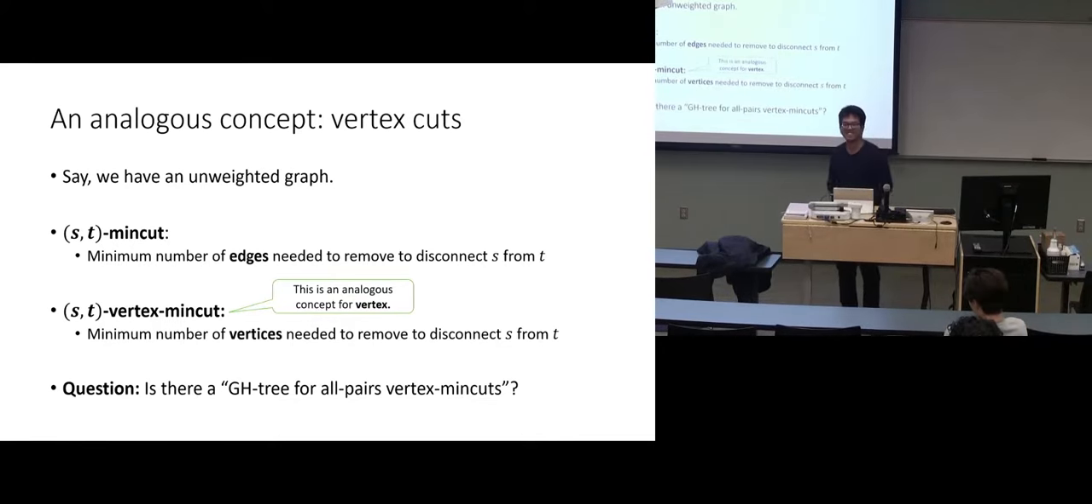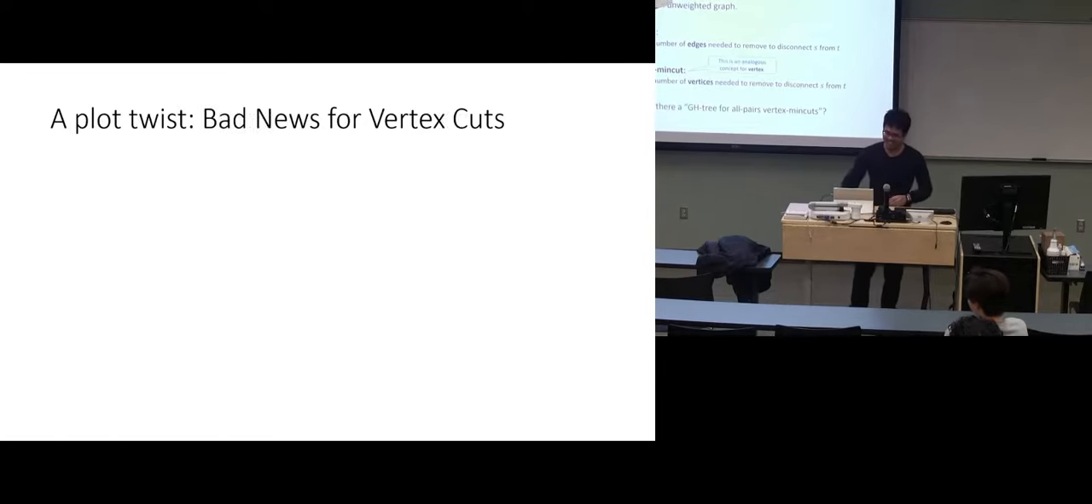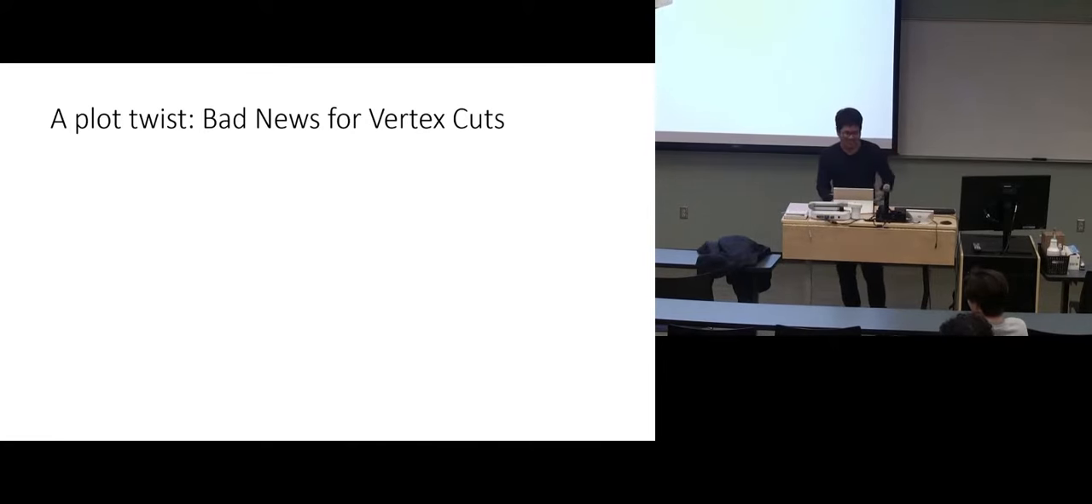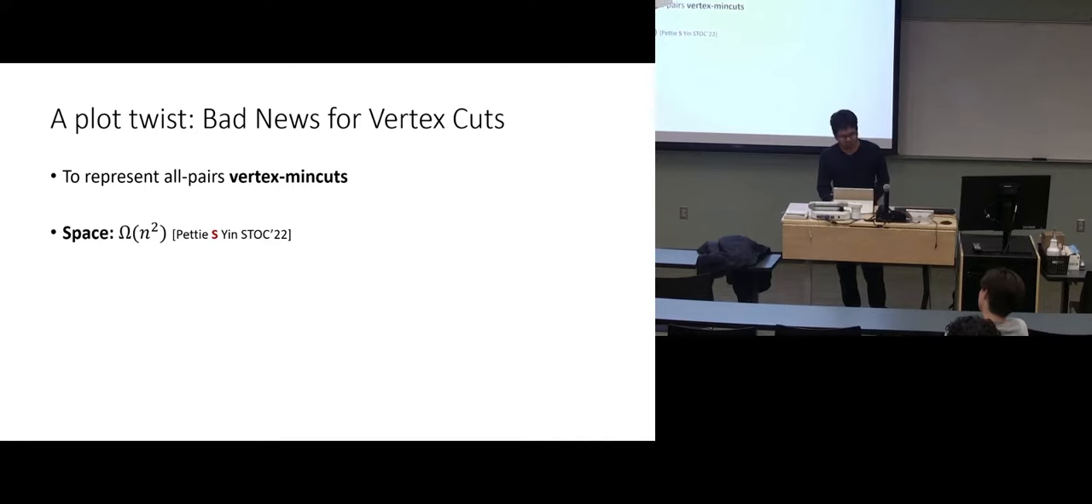So what's your guess? Anyone say yes? Anyone say no? Okay, so it turns out that it's bad news. What we were able to show just last year is that when you talk about vertex min cut, if you want to represent all pairs vertex min cut, you must use space n square.